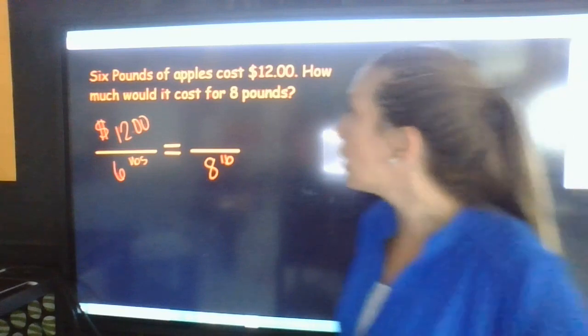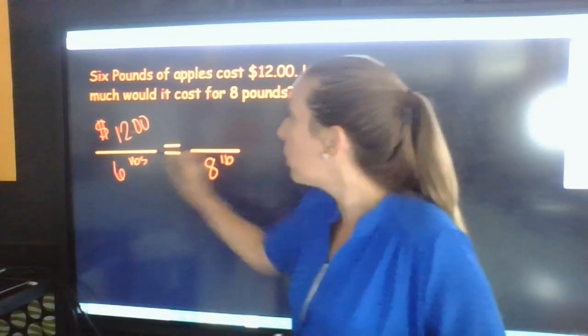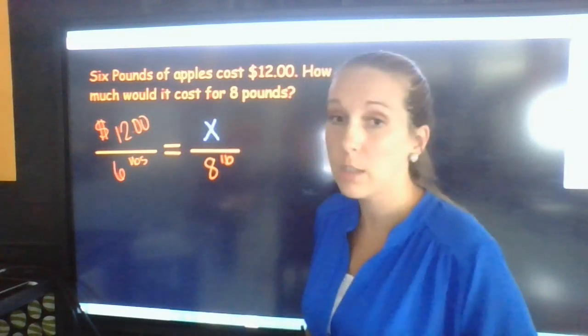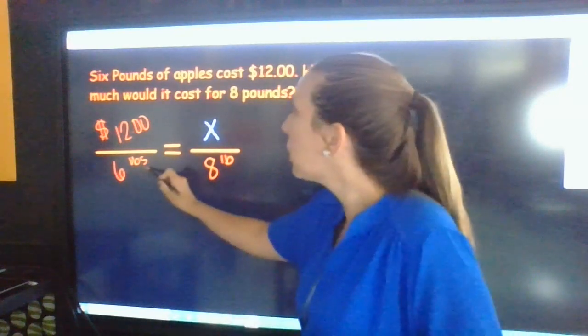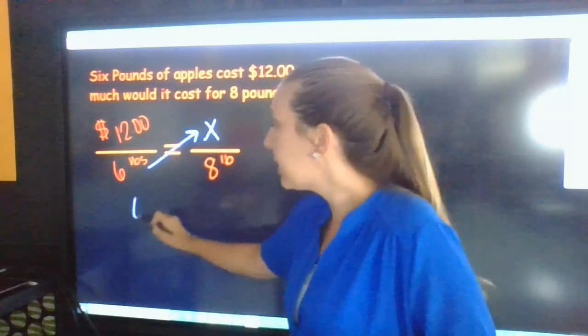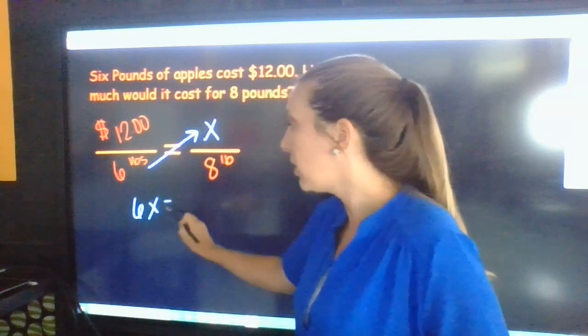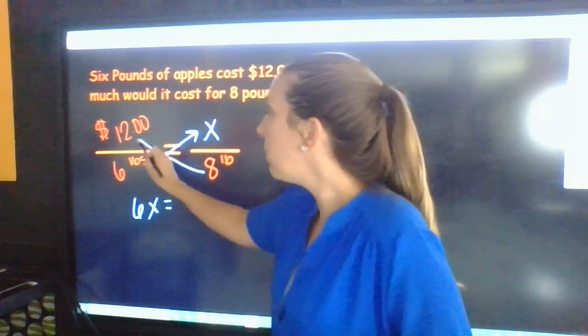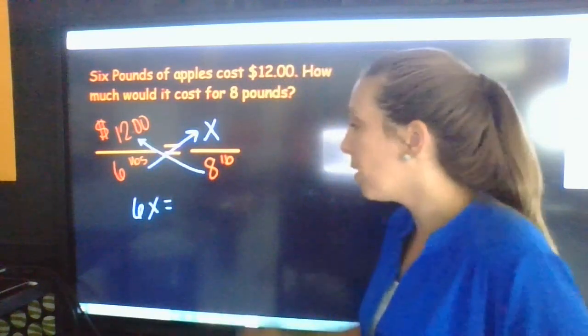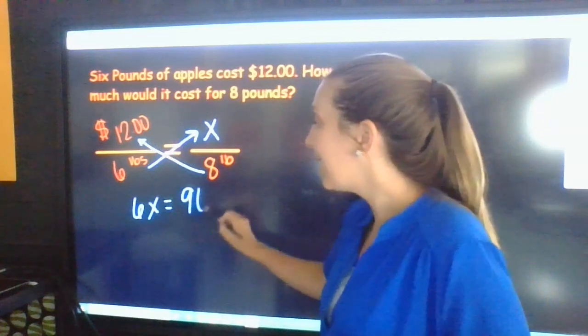Next one we're going to look at is we have 6 pounds of apples that cost $12. How much will it cost for 8 pounds? So we're going to put an X on top for our dollars because we do not know. Then we're going to crisscross multiply and get 6 times X, which is 6X. Then we're going to multiply 8 times 12, which is going to give us 96.